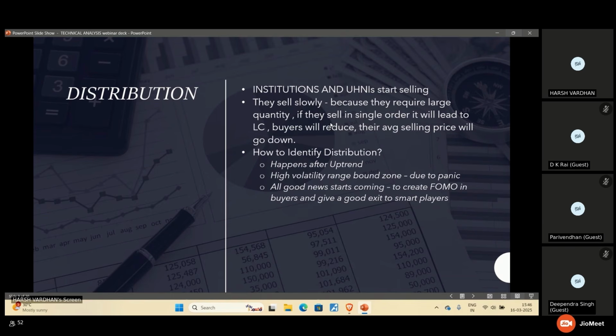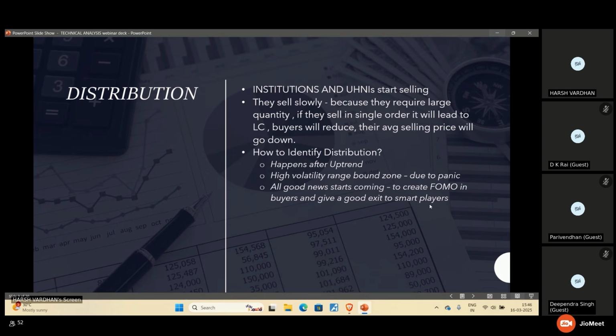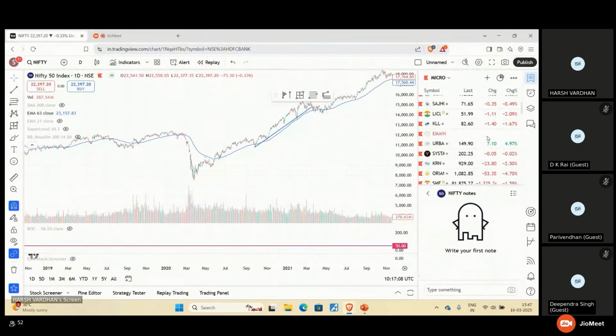And here, just before the distribution, you will see many good news coming to create FOMO among buyers, because they will need very large amount of buyers to sell their shares. Because again, just like the theater ticket, they cannot go out of the theater until and unless someone is ready to buy their ticket. So here also they cannot sell until and unless someone is ready to buy, right?